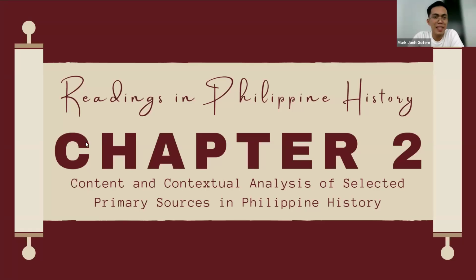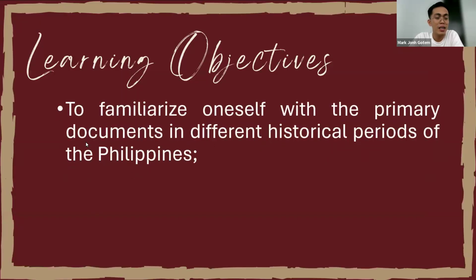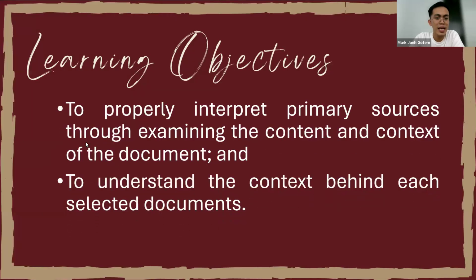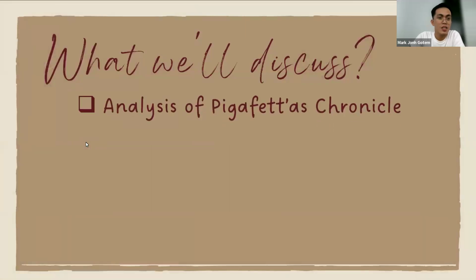Good day once again, everybody, and welcome back to our course readings in Philippine history. We are still in our chapter 2, which is all about the content and contextual analysis of selected primary sources in Philippine history. We already discussed the learning objectives in our previous video discussion, and now we'll be proceeding to what we will discuss. So we will be discussing the analysis of Pigafetta's Chronicle.